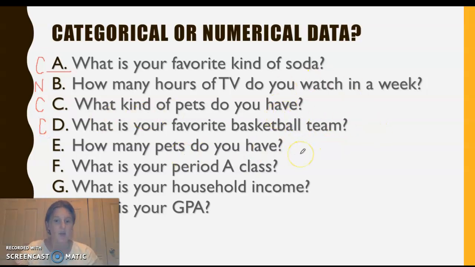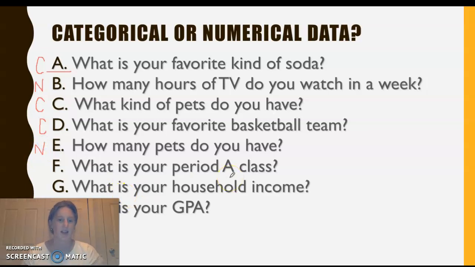Example E says, how many pets do you have? So here we're differing from example C, where it says what kind of pets, where I would say like dogs, bunnies, rabbits, birds. How many pets do you have? Well, I have to say one dog, one cat, two bunnies. So here I'm describing a number of pets, so that's numeric.